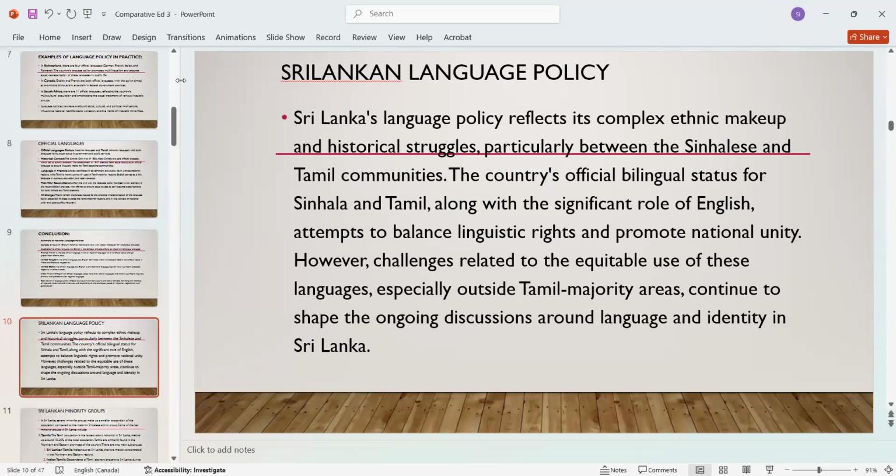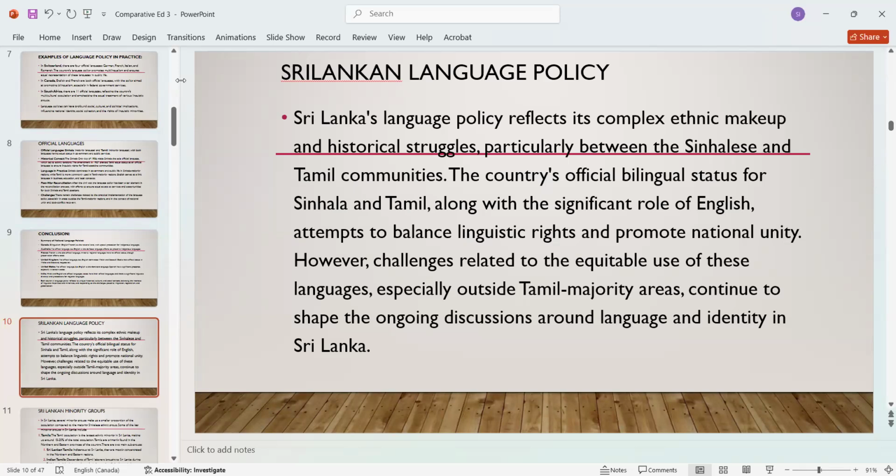So this is the Sri Lankan language policy. Sri Lankan language policy reflects its complex ethnic makeup and historical struggles, particularly between the Sinhalese and Tamil communities. The country has an official bilingual status for Sinhala and Tamil, along with a significant role for English. Right? Sinhala, Tamil, English. Those are the three languages we have. It attempts to balance linguistic rights and promote national unity.